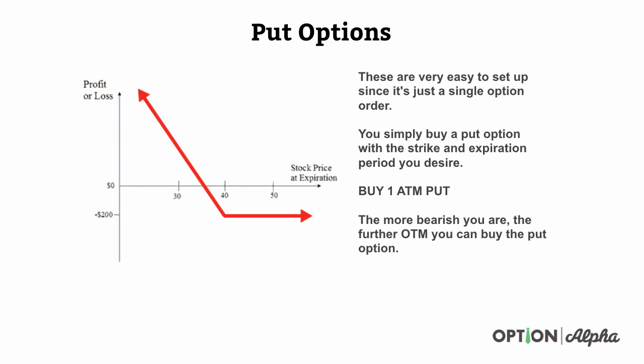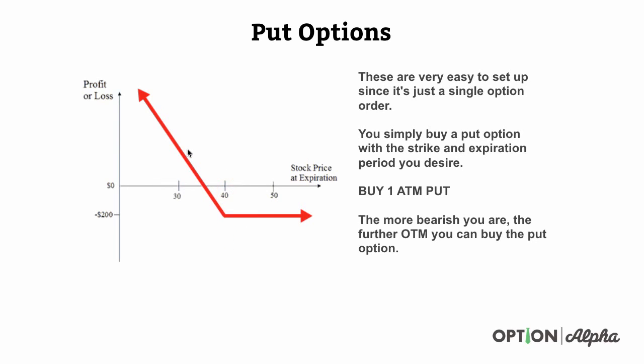Now, these are very easy to set up since, again, it's just a single order. You simply buy a put option with a strike price and expiration period that you desire. In our example, we're buying a one at the money put option, meaning that the stock price could be right now at $40. We buy a 40 strike put. That's where the option payoff diagram pivots.